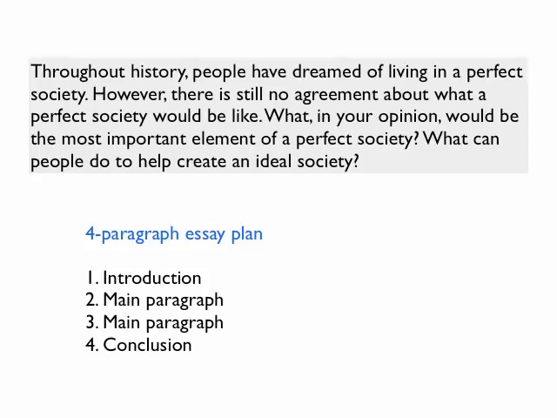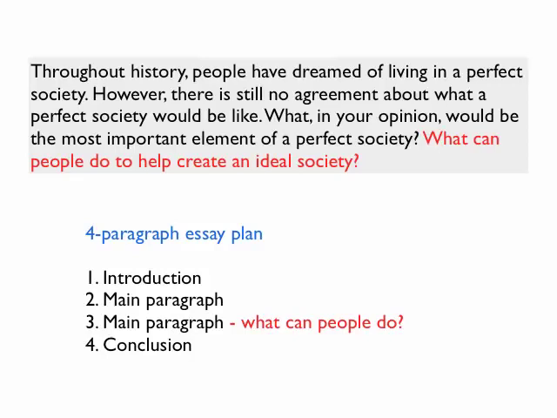For this question, it's clear what the 2 main paragraphs need to be about. First, we need to answer the question, what, in your opinion, would be the most important element of a perfect society? In our essay, paragraph 2 can cover this question. We will explain our opinion about the most important element of a perfect society. The second part of the question is this: what can people do to help create an ideal society? We will answer this in the 3rd paragraph of our essay.